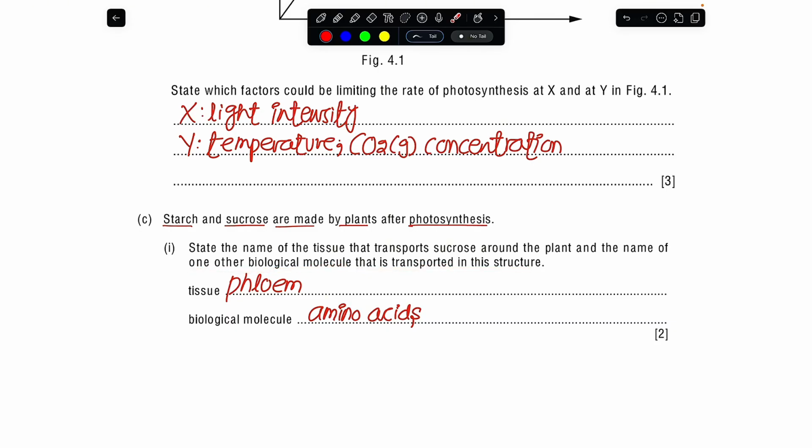So we know that the sucrose movement from the leaves and all around the plant, or in various parts of the plant, is translocation, and this is done by the phloem tissue. Along with the sucrose, the other thing that can be moved by the translocation process is amino acid.